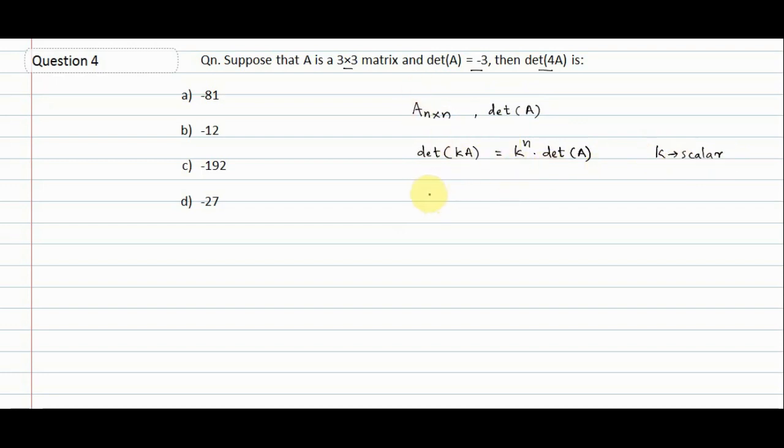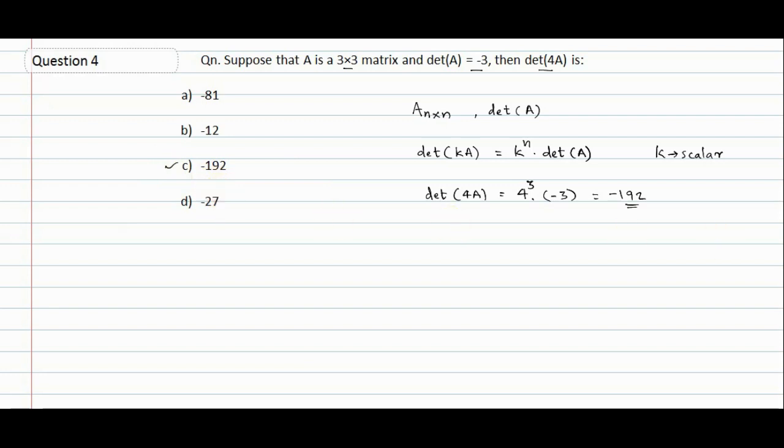So here the determinant of 4A will be equal to 4 raised to 3, because the given matrix A is a 3 by 3 matrix, therefore the n value is 3. So 4 raised to 3 into the determinant of A. The determinant of A is given as minus 3. So 4 raised to 3 into minus 3. So that will be equal to minus 192. So here the answer is option C, minus 192.